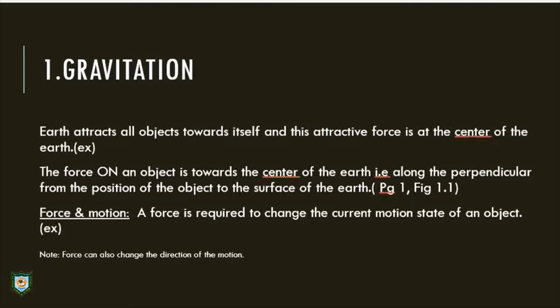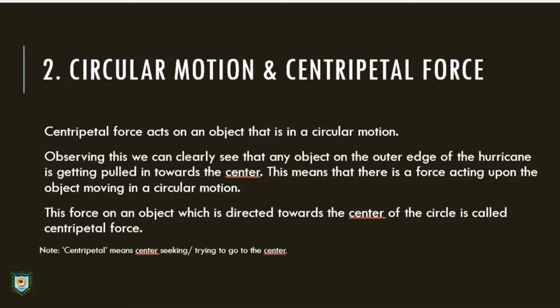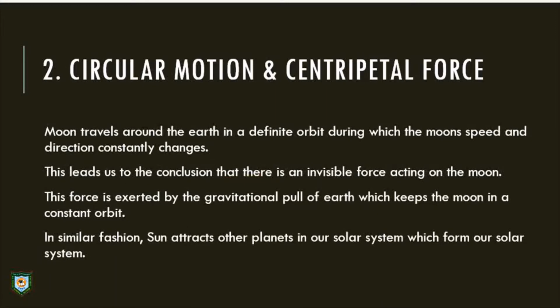Before we start with our topics for this section, let's take a quick check on what we've learned in the previous video. First one was simple concepts of gravitation. The second was circular motion and centripetal force. We saw that centripetal force acts on an object that is in circular motion, and this force on an object is directed towards the center of the circle and is called centripetal force. Some of the examples were the moon, which travels in a definite orbit around the earth, and the planets in our own solar system revolving around the sun.